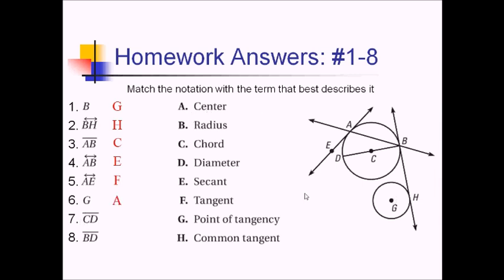And then segment CD, that's this little segment right here. That's the radius of the circle. It's half the diameter. It goes from the center to the circle, so that's B for that one. And then BD, that's going all the way across the circle through the center. That is a diameter. So that was D.